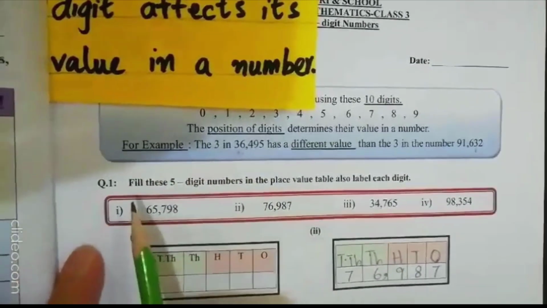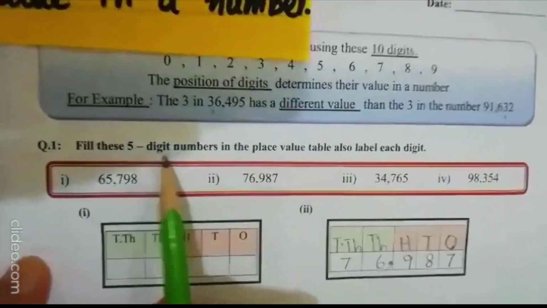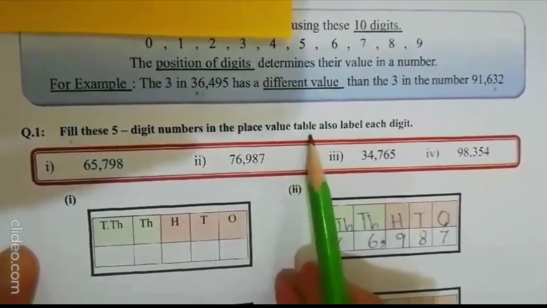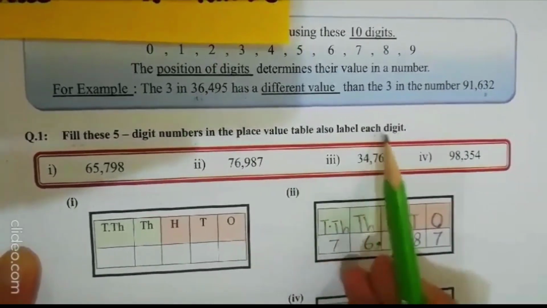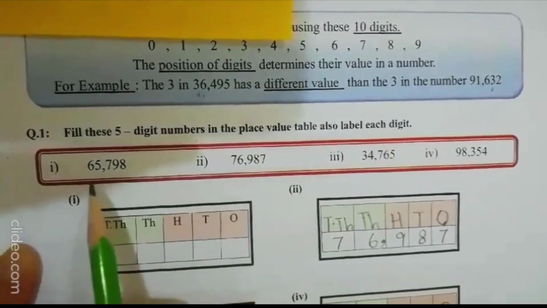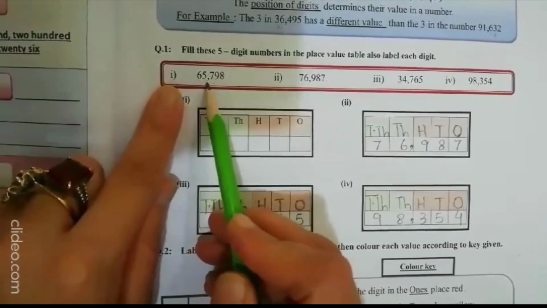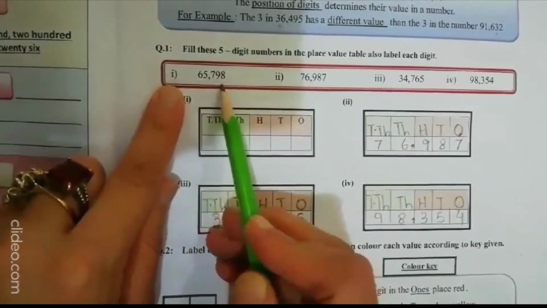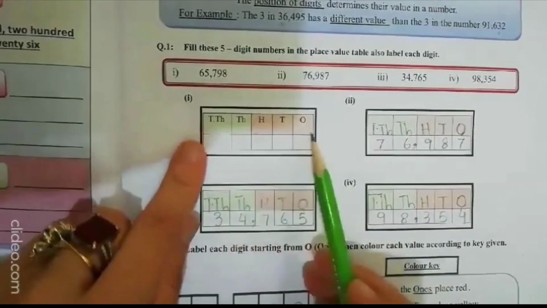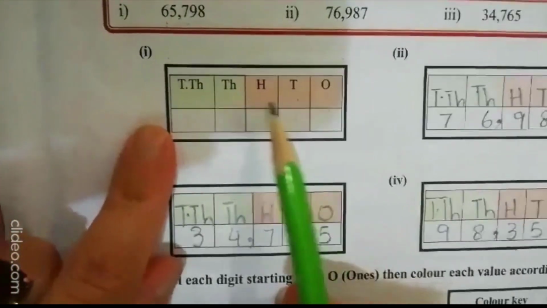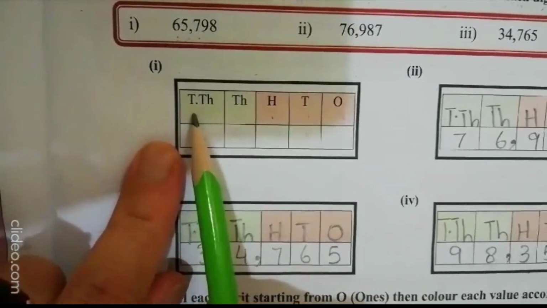Okay, now coming to the question: fill these 5-digit numbers in the place value table. Also label each digit. The first part is 65,798. This is a place value chart: ones, tens, hundreds, thousands, ten thousands.